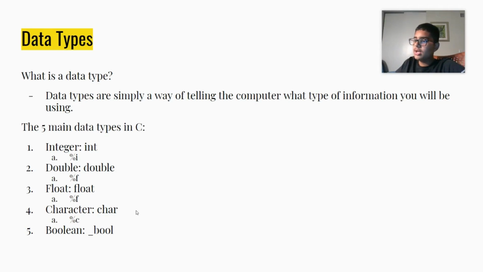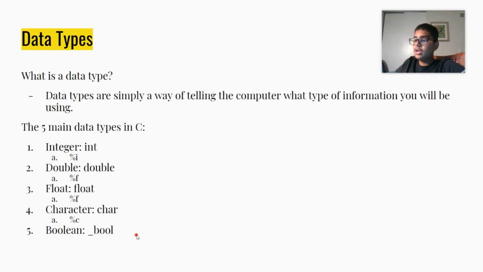So just like that, there are 5 main data types in C. Integer, which can be declared as int, a double, which can be declared as double, float, which can be declared as float, character, which can be declared as char, and boolean, which is declared as _Bool.